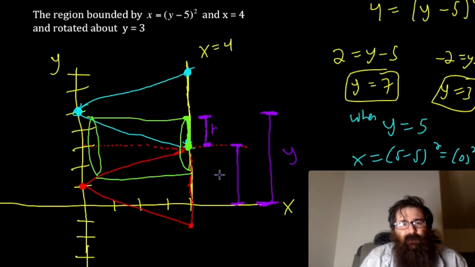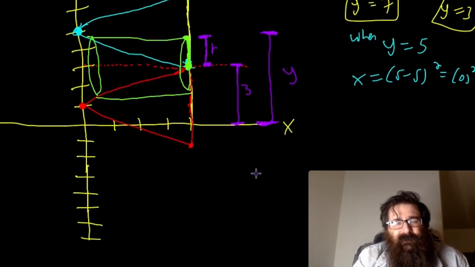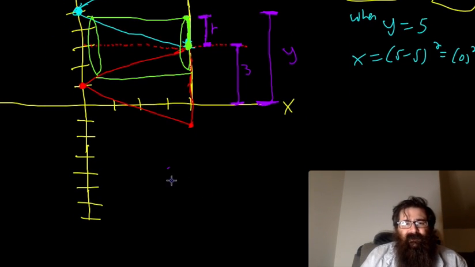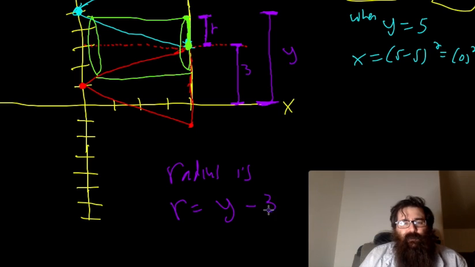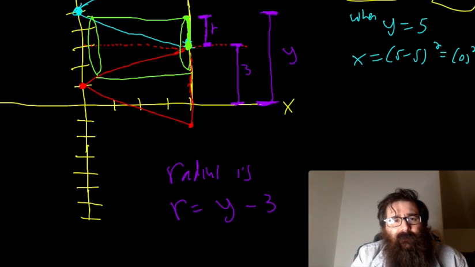But what is this? How much space is this? This was the line at y equals 3. This is 3 units of space: 1, 2, 3. We got 3 units of space. So if I want my radius, well, it certainly isn't y, but y is part of it. The piece of it that I don't want is this 3. So we would be able to say that the radius is r equals y minus 3. So not so bad, hopefully.